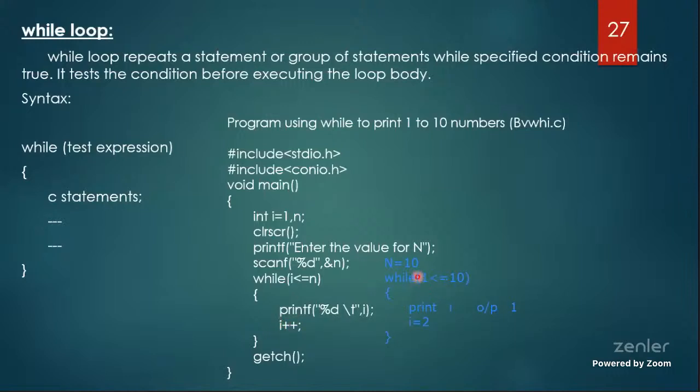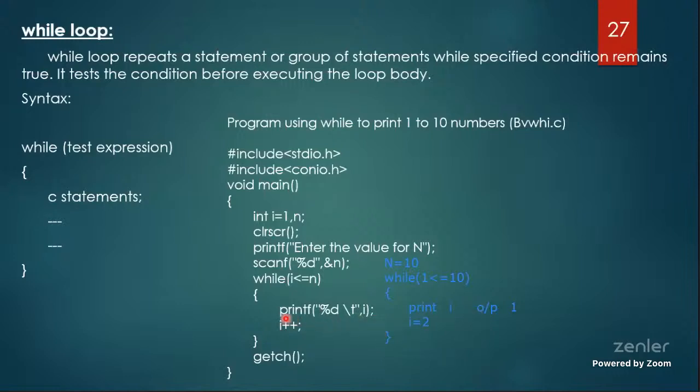Let us consider I value as 10 now. 10 less than or equal to 10. Whether this condition is true? Yes, the condition is true here. When this condition is true, again you will be printing I as 10. So 1 to 10 already printed.